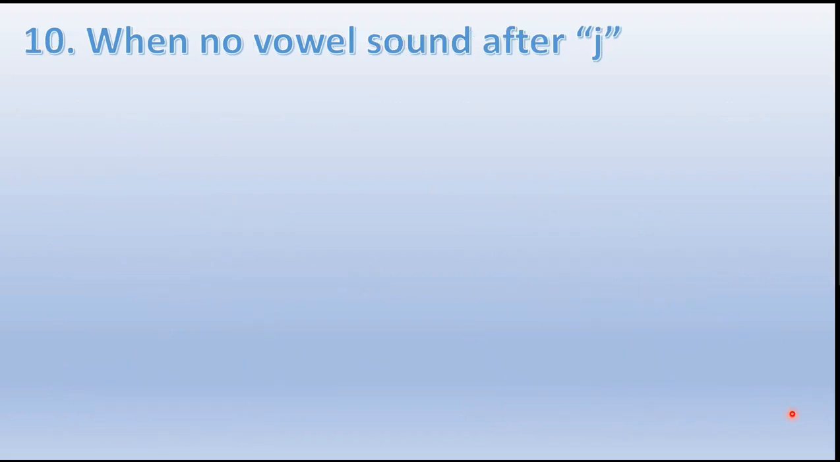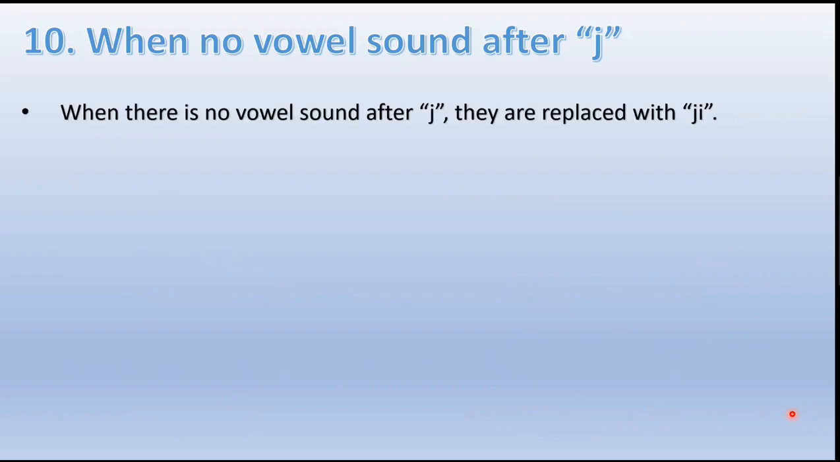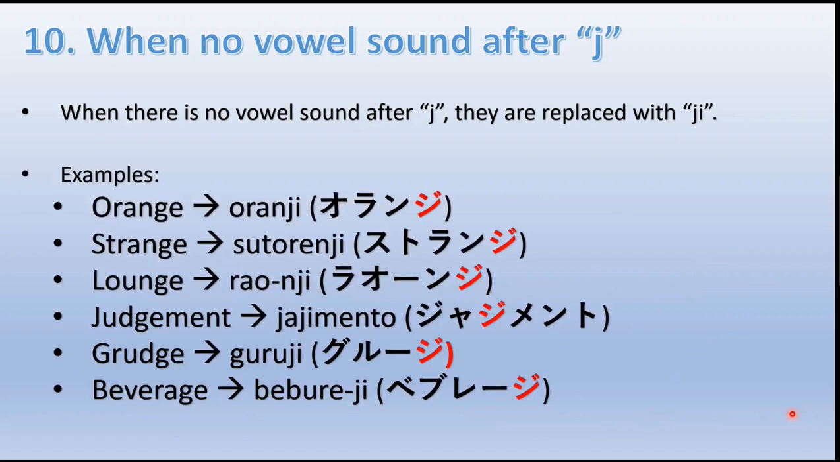Then we have the next rule, rule number 10. When there is no vowel sound after J, what do we have to do in the Japanese word? When there is no vowel sound after J, they are replaced with G. Earlier, in the last slide, we have seen that if it is D and T, it will be do and to. But if it is a J sound not followed by a vowel, then it will be replaced with G. Examples: orange will be orangi.